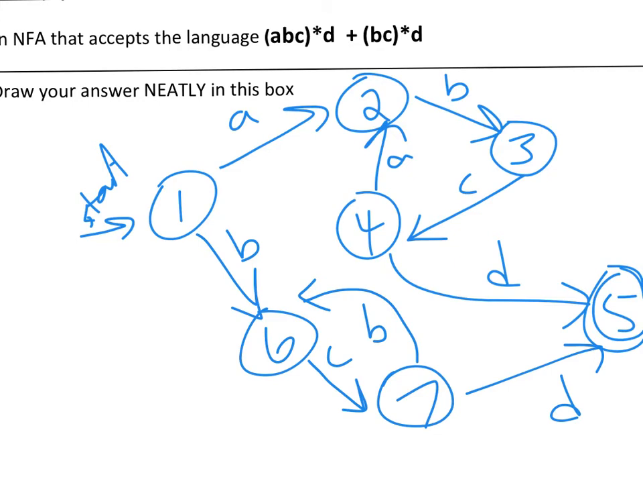And then the only last thing we need to look at is, can we get just a D, right? Because if I look at this language up here, we could have just a D. And the way I drew this, there is no just D. So I'm going to go like this and get myself a D.